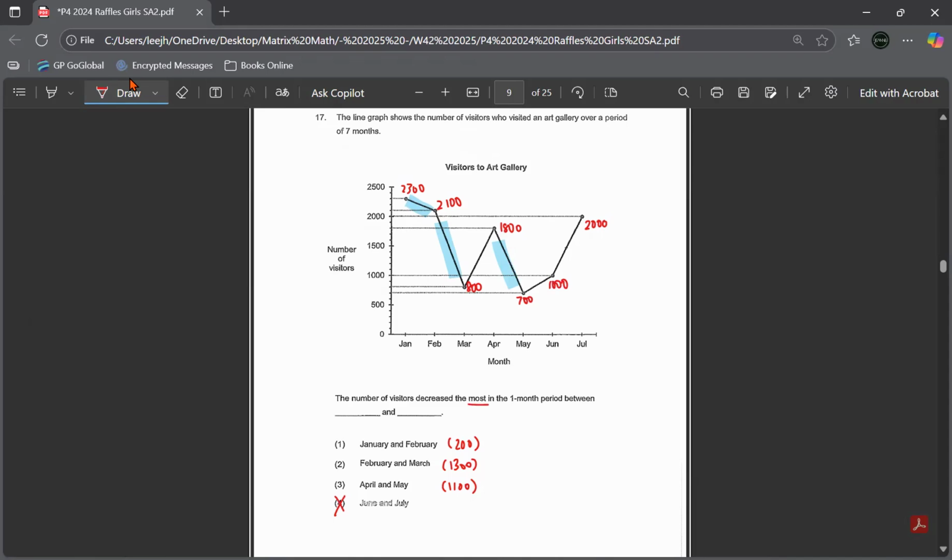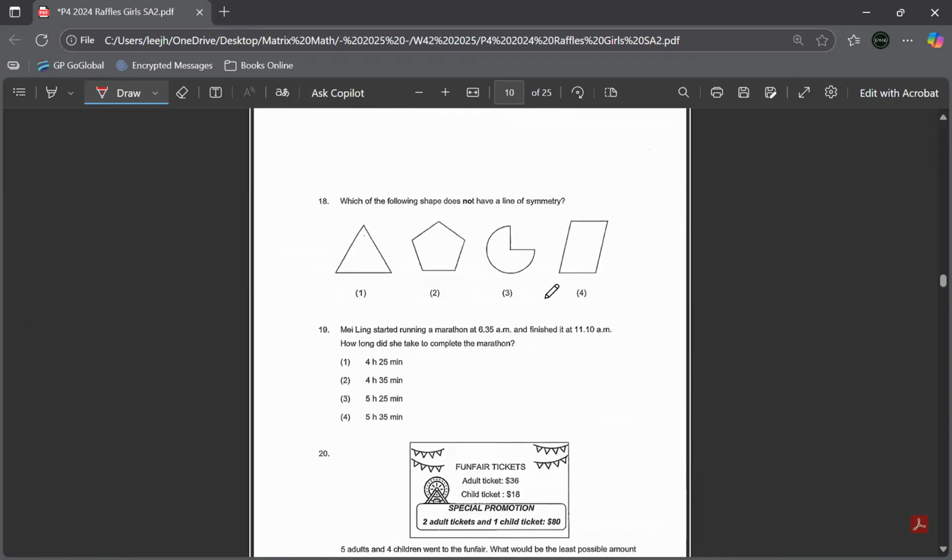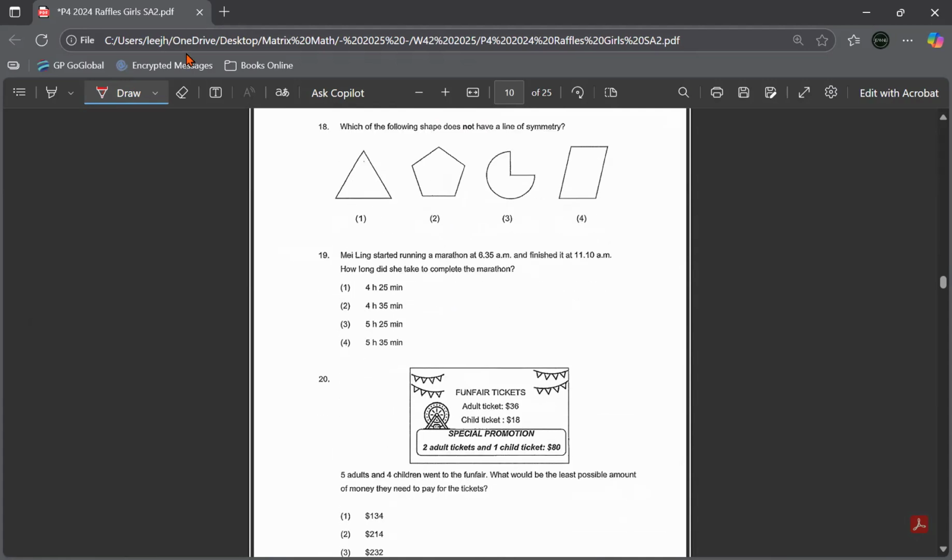The greatest decrease is number 2, February to March. That's how you do it. So very important to plot all the values down before you do your graph. Okay. Question number 18.